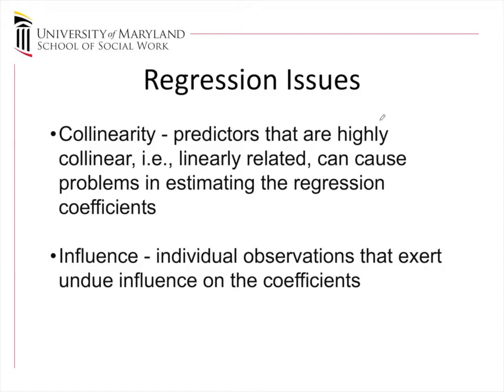All right. So the second thing is influence. So certain variables, particularly when you have small data sets, can have an unduly large effect on the outcome.